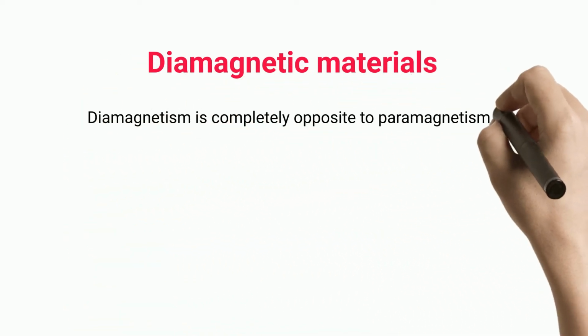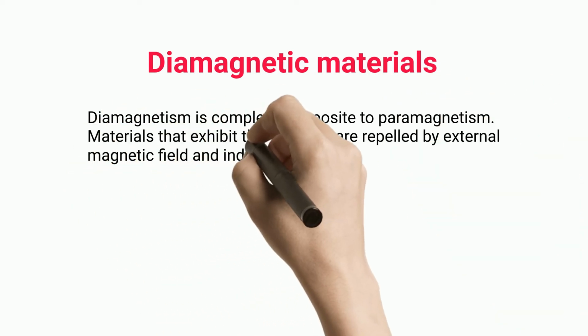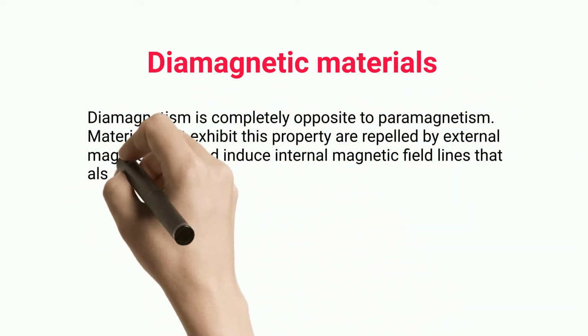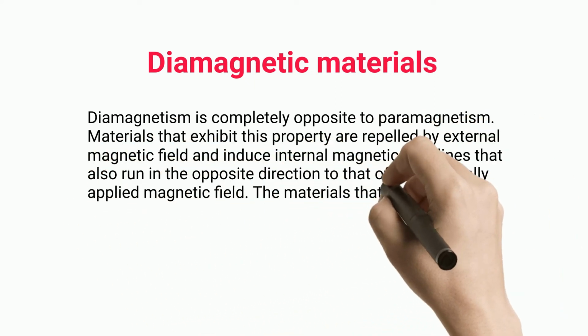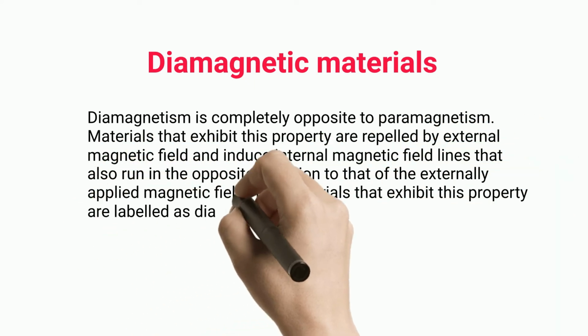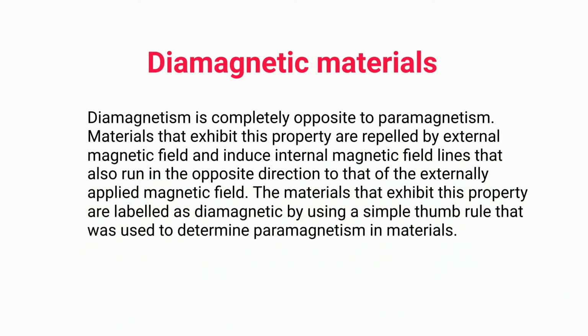Diamagnetic materials. Diamagnetism is completely opposite to paramagnetism. Materials that exhibit this property are repelled by the external magnetic field and induce internal magnetic field lines that also run in the opposite direction to that of the externally applied magnetic field. The materials that exhibit this property are labeled as diamagnetic by using a simple thumb rule that was used to determine paramagnetism in materials.